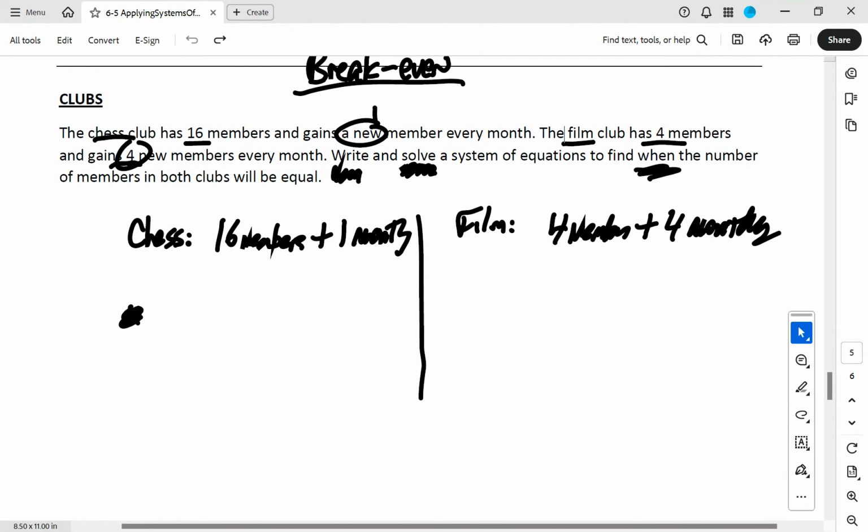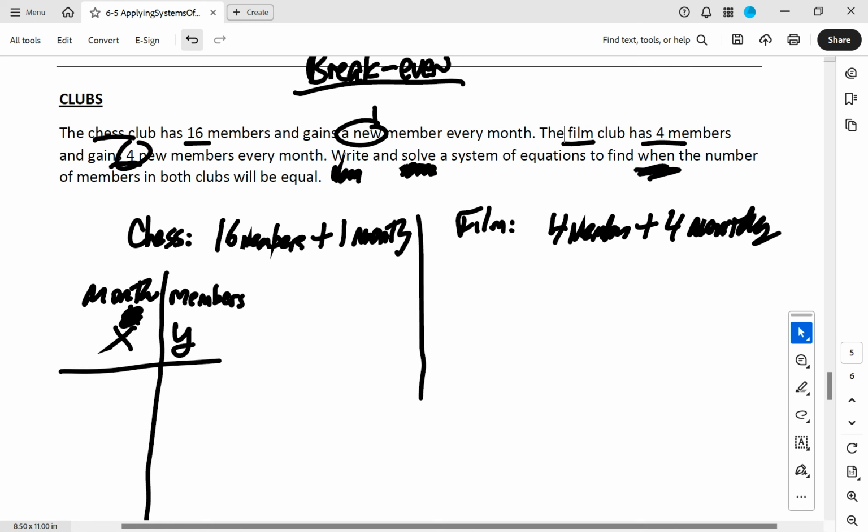So that part, that's X, and this is months. Y for members. Okay, that's looking better. Well, here, let's start right off when there's no months that have passed. That means it starts off with 16.